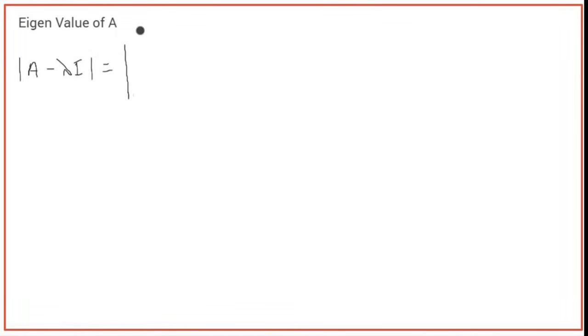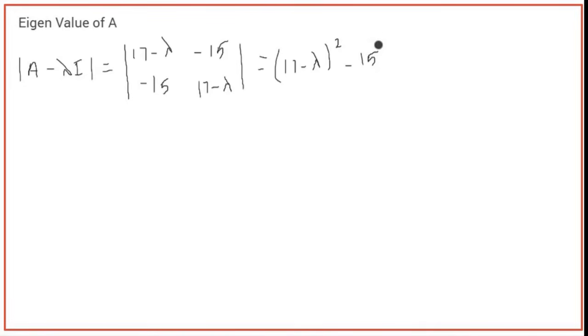So that is A minus lambda I is equal to 17 minus lambda, minus 15, minus 15, and 17 minus lambda, which is equal to, we have to find out the determinant, that is (17 minus lambda) the whole square minus 15 square. So this should be equal to 0. So let's expand (17 minus lambda) square using the (a minus b) the whole square formula. So this will give us 17 square, that is 289, plus lambda square minus 2ab, that is 34 lambda. And then 15 square will give us minus 225. So this should be equal to 0.